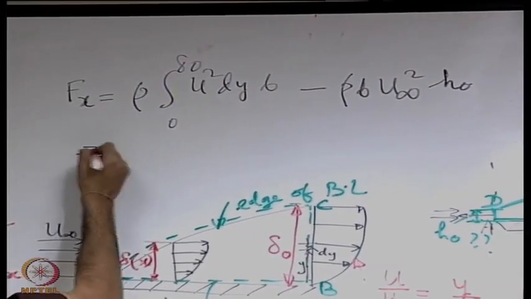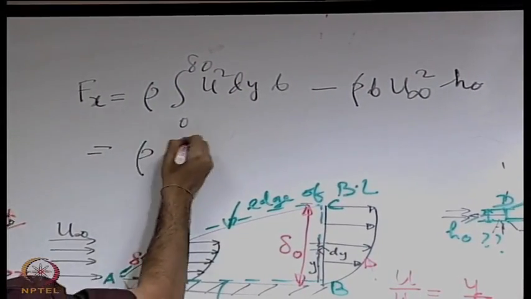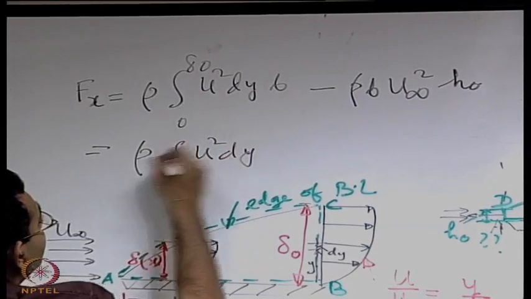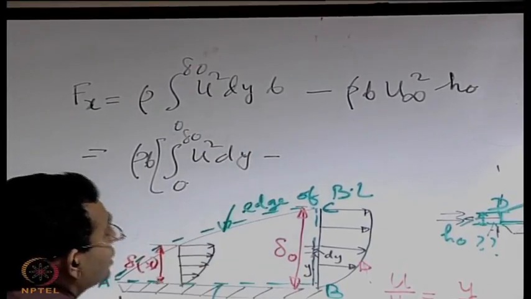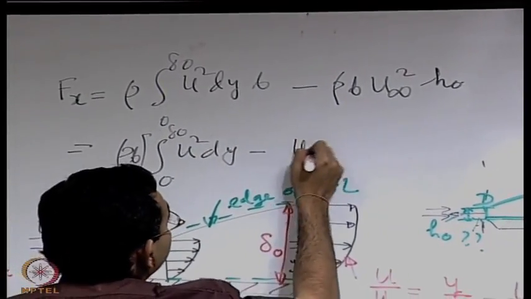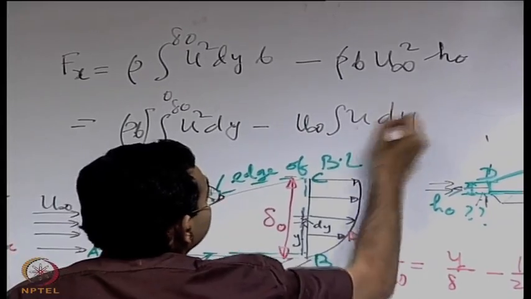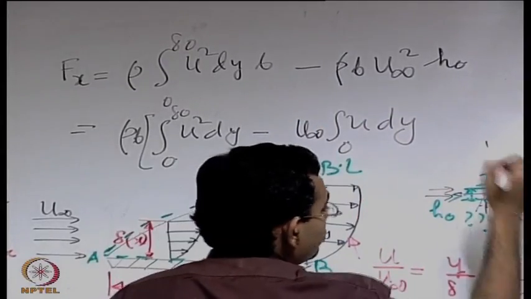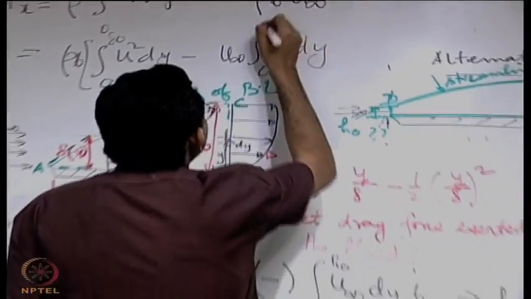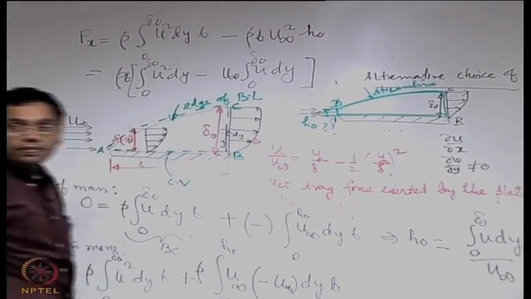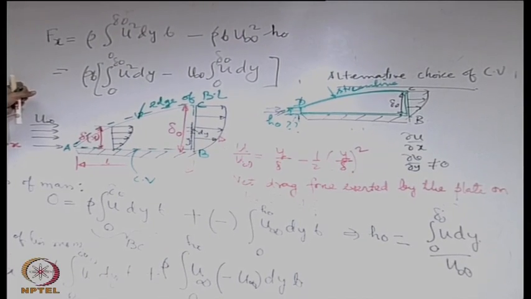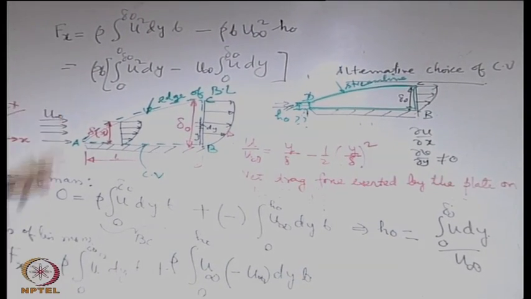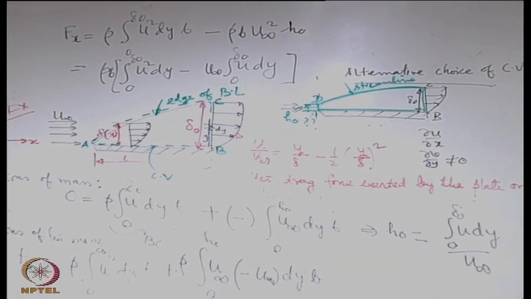If you substitute the expression for h naught, it becomes rho b, which you can take as common, times the integral of u square dy minus u infinity integral u dy from 0 to delta naught. You can clearly see that you get the same expression back. So two different choices of the control volumes are giving back the same expression.